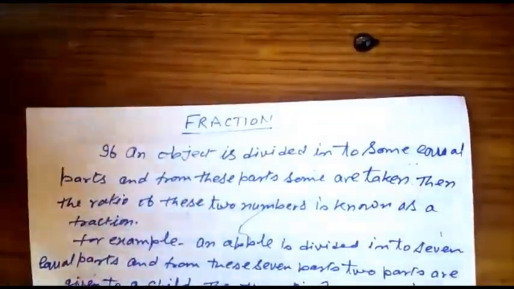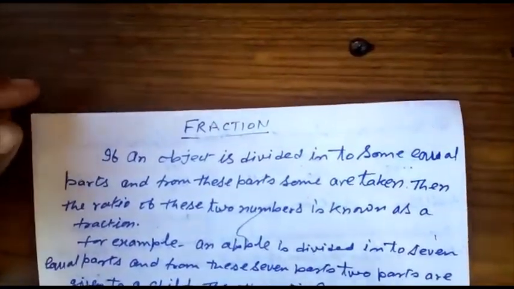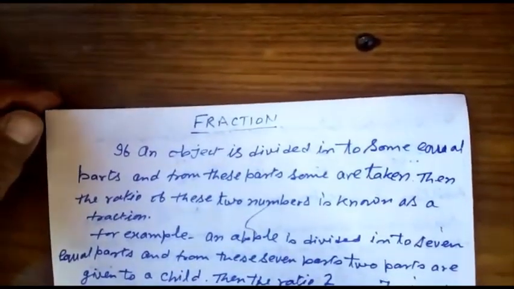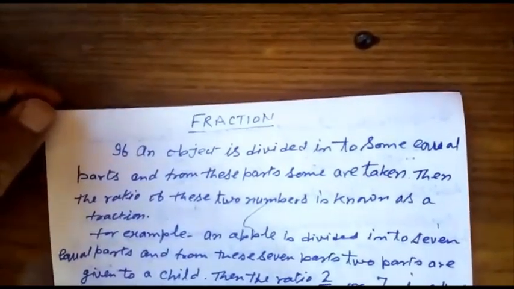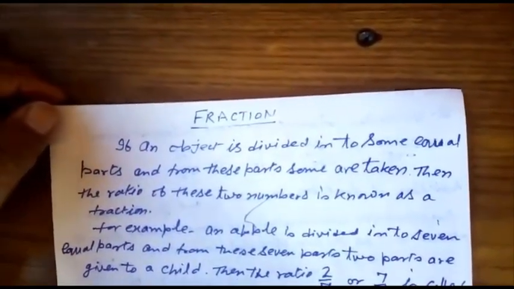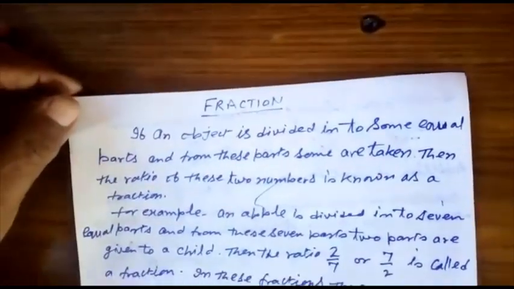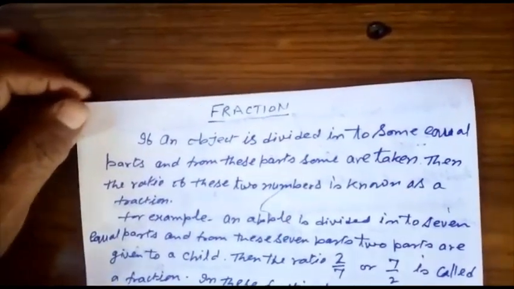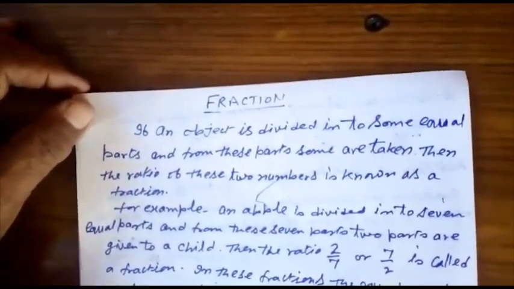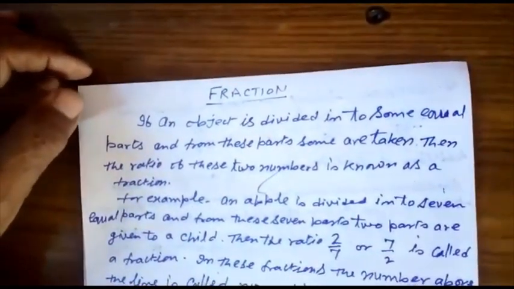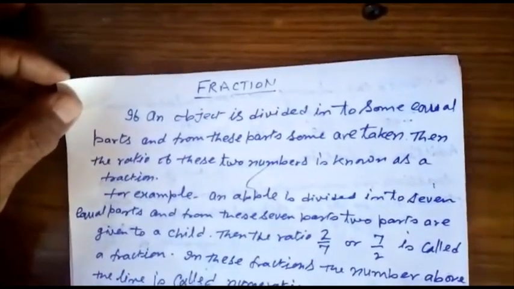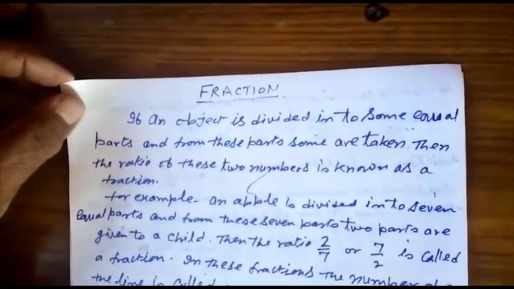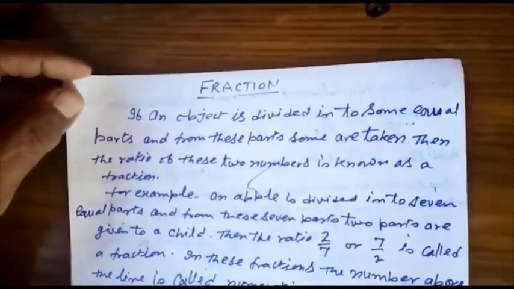Hello children, now we will start fractions in class 7th mathematics. Fraction means if we divide an object into some equal parts and from these equal parts we take some parts, then the ratio of these two numbers is known as a fraction.